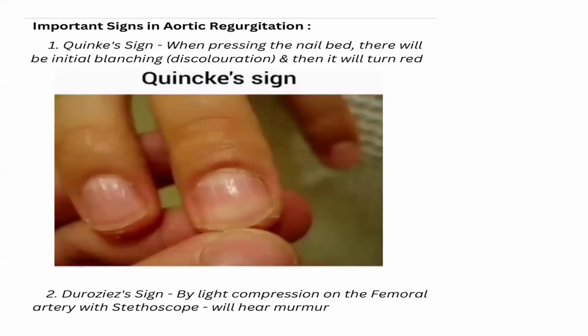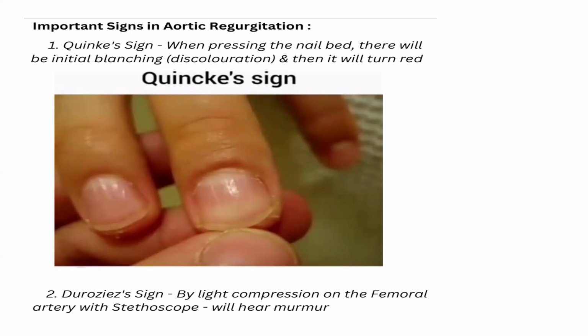Now, important signs in aortic regurgitation. A question can come: all of the following signs are present in aortic regurgitation except. So you must know them. Now, Quincke's sign. When pressing the nail bed, there will be initial blanching, that is discoloration, and then it will turn red. This is called Quincke's sign.